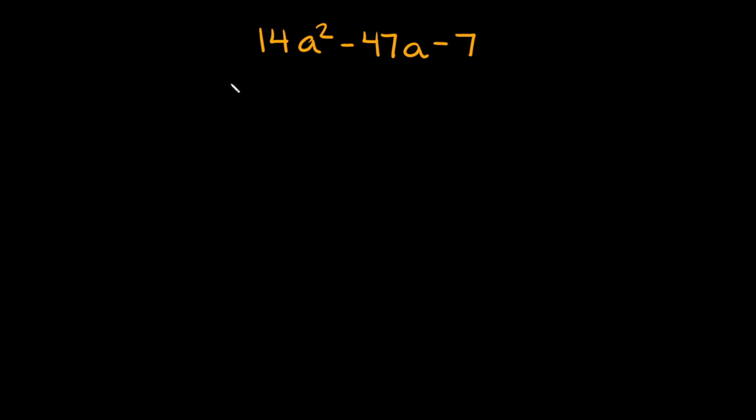Okay, so here we have 14a squared minus 47a minus 7. All right, so again, the first thing I'm going to do is write a couple of pairs of parentheses here, all right? Now, here we have 14a squared. So we have an a squared here, so we know an a goes here and an a goes here, right? And then to split up the 14, we can split it up as 1 times 14, or we could do something like 2 times 7, right?